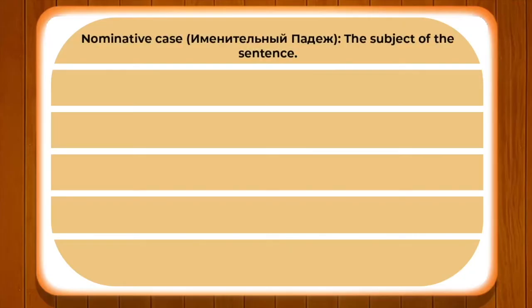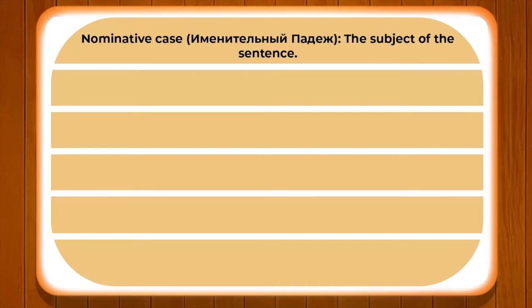As you already know, there are 6 cases in the Russian language, and cases are an integral part of Russian grammar. With the help of these cases, you can understand the meaning of a sentence in a correct manner. So, now let's look at these 6 cases one by one. The first one is known as the nominative case. In Russian, we call it imenitelny padezh. Here, in this case, we talk about the subject of the sentence.